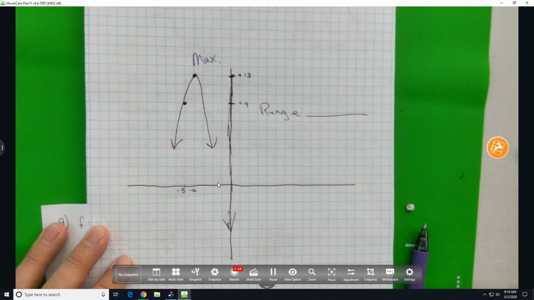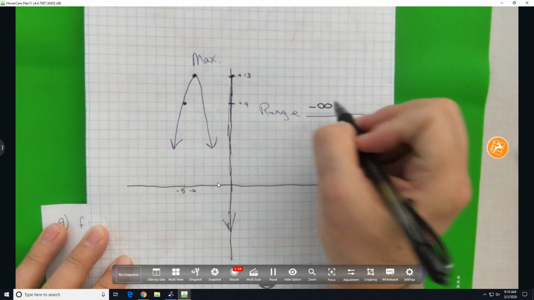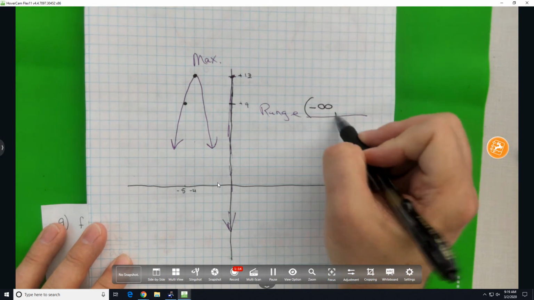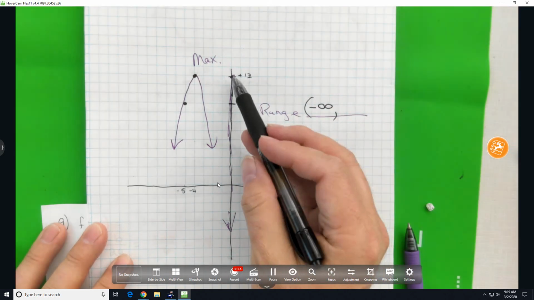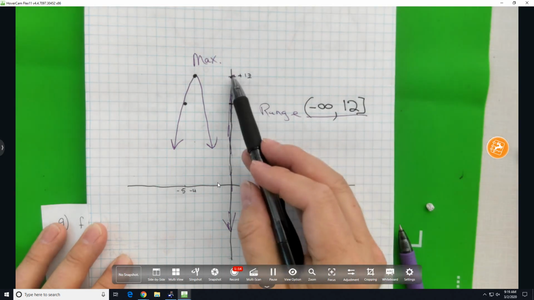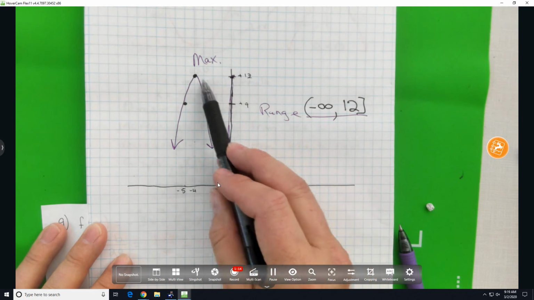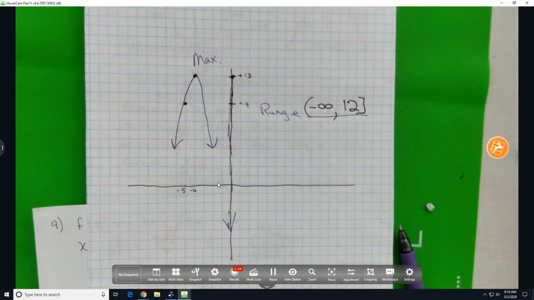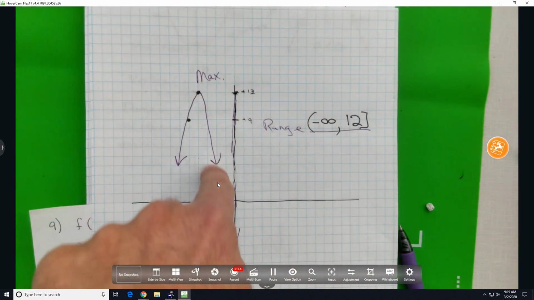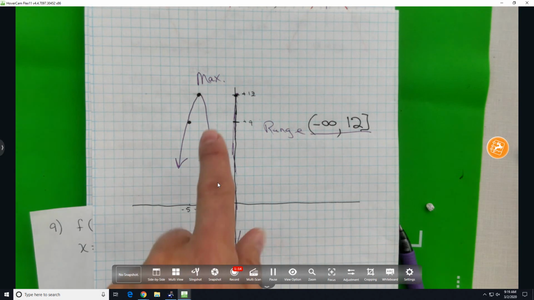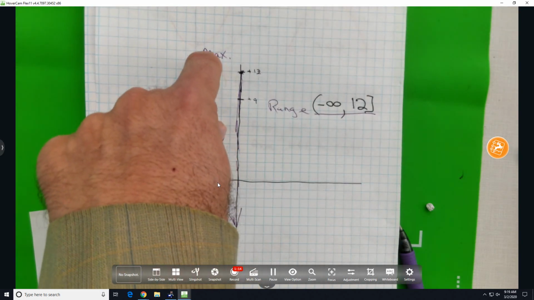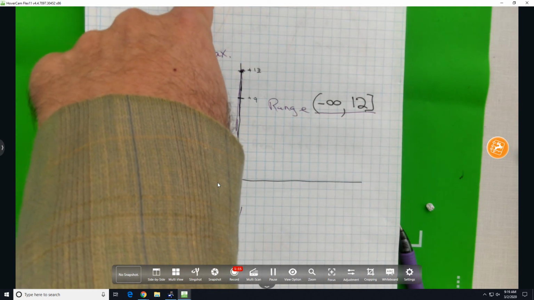-infinity. What do you always put in front of a -infinity? A parenthesis. And 12. I agree with the bracket. 12 is used. It's used as a y-coordinate, right there at that vertex. So the y values start at 12 and just keep going down, down, down. If this parabola had been opening up, the y values would start at 12 and go up, up, up. Okay?